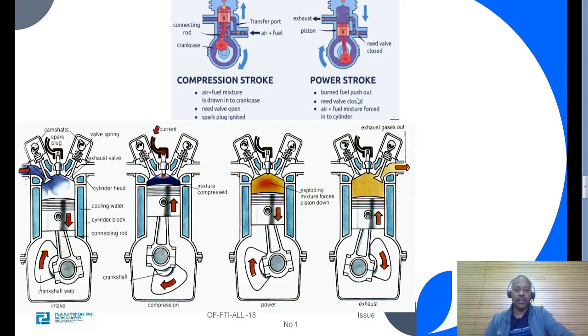The power stroke: when the piston is moving from top dead center to bottom dead center, the burning fuel pushes out, and the rear valve closes. Air plus fuel mixture is forced into the cylinder.